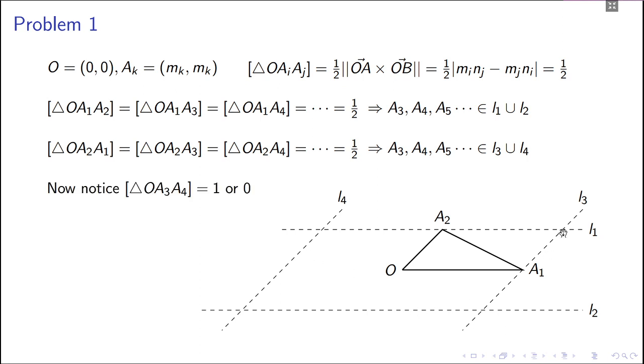if you put A3 here, you cannot put A4 here, because the area of OA3A4 is going to be 0. They're all on the same line. And if you put A3 and A4 adjacent to each other, if you put them here and here, or here and here, then in this case the area of any of these triangles is actually double that.